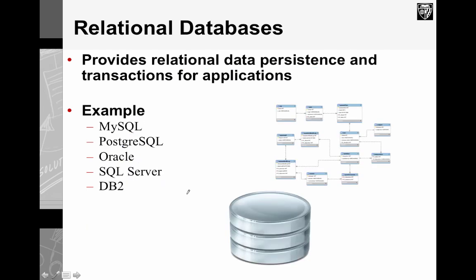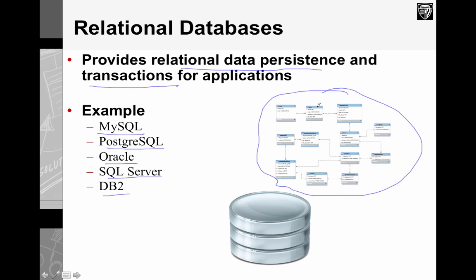An application server may provide mechanism for you to connect to a relational database so you can get relational data persistence for your applications and also transactions for your applications. Examples of relational databases are MySQL, Postgres, Oracle, SQL Server, DB2, among many. And of course, you create your entity and relationships using the ER diagram, and all the entities and relationships are stored in the database table, which is your database software.